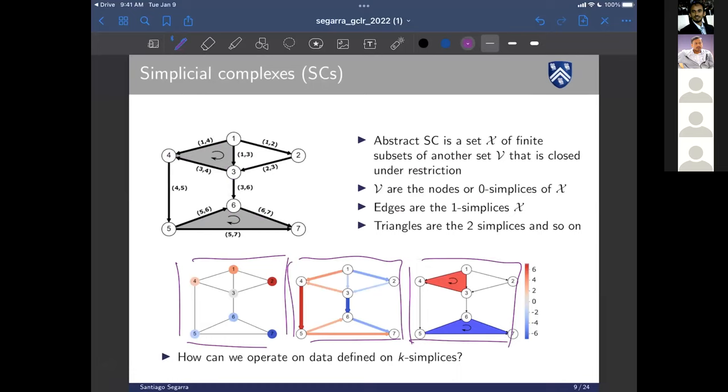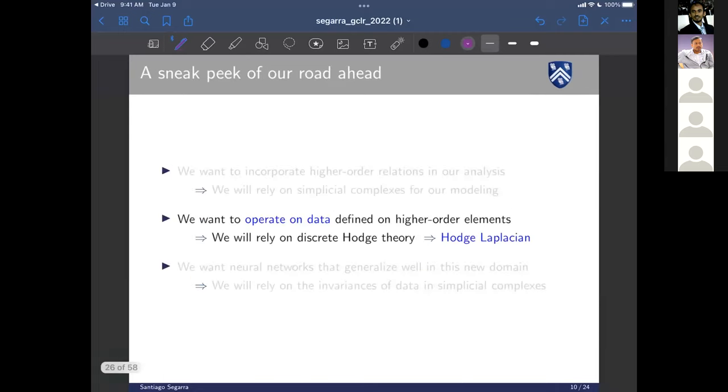But maybe a more important question is, if we have these definitions, how can we operate on data defined on K simplices, 0, 1, 2, 3, etc.? So that brings us to our second question, in which we're going to spend a little bit more time, which is how to use Hodge theory to operate on this data.